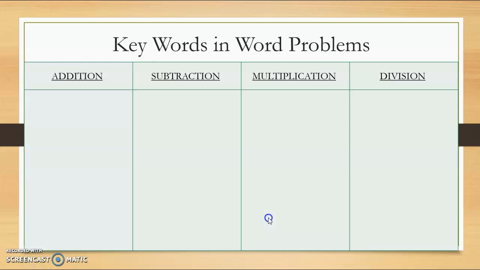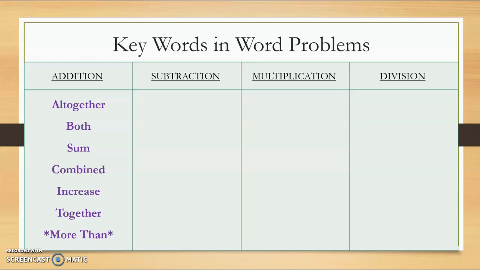So, in your notes, you want to jot down some of these keywords to help you as we look at these word problems later in the unit and turn them into equations and inequalities. So addition, we have altogether, both, some, combined, increase, together, and more than. Notice there are asterisks around more than because sometimes more than could actually be talking about the inequality. It just depends on where it is in the word problem.